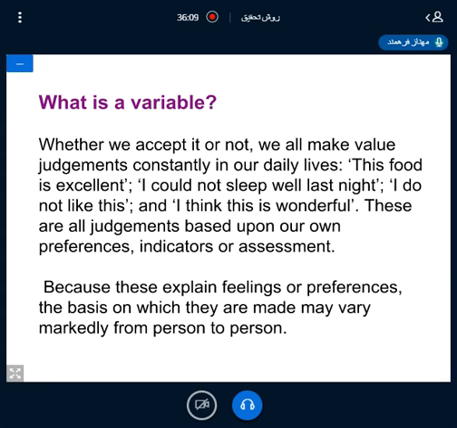Okay, so you can say the meaning of a variable is that it is not constant. It is going to change from one person to another person, for example. So the feelings and the preferences can be varied, and these variables are very important in our research.